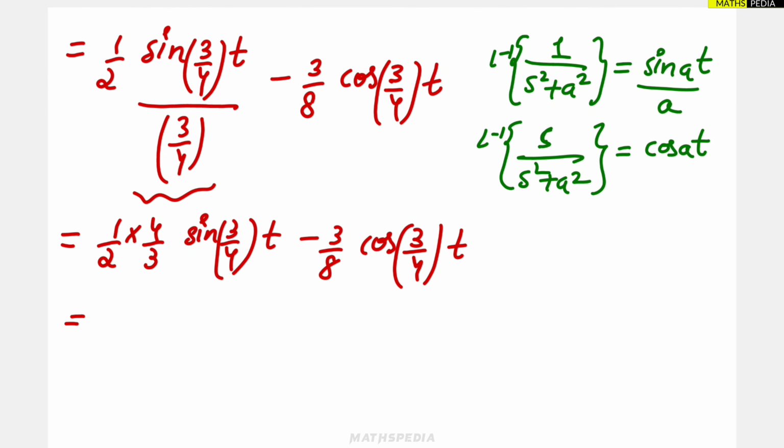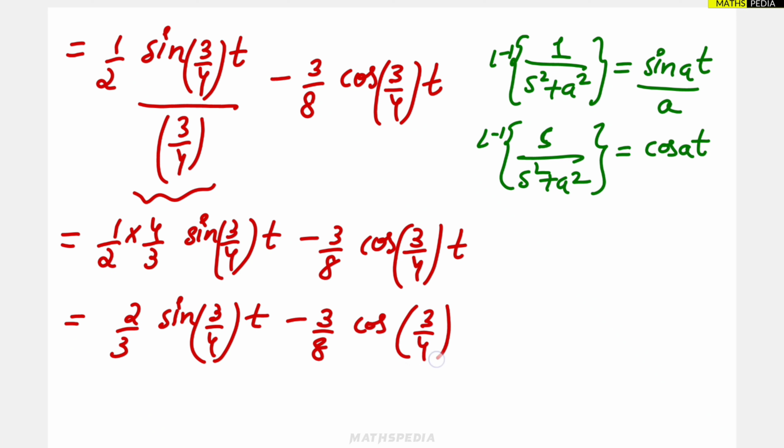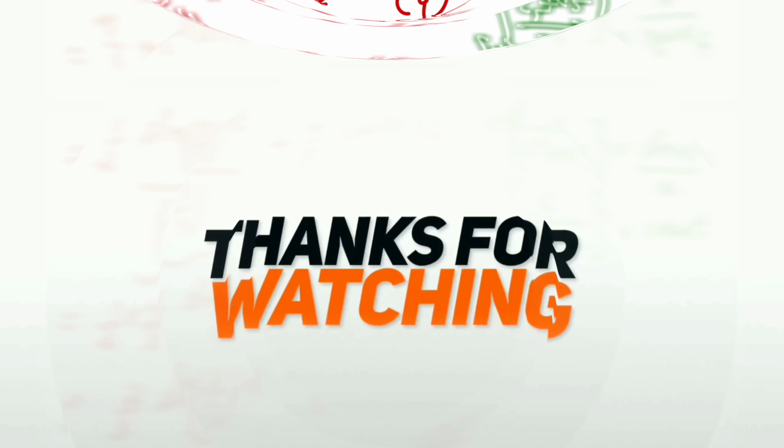The final answer will be what? 4 by 6, which can be written as 2 by 3, right? So it will be 2 by 3 sin 3 by 4 t minus 3 by 8 cos 3 by 4 t.